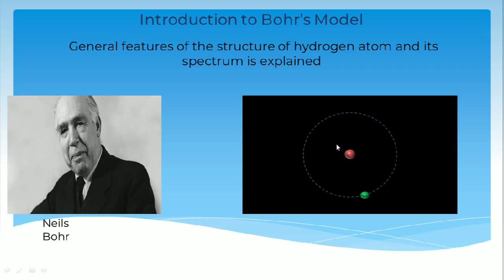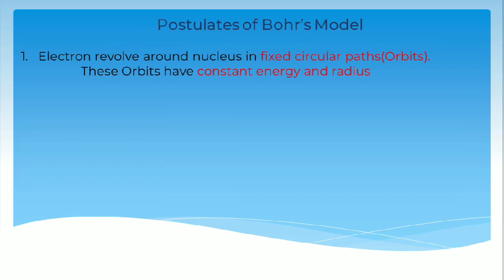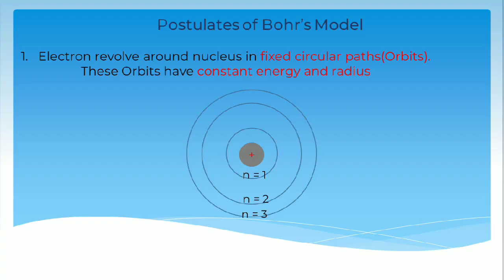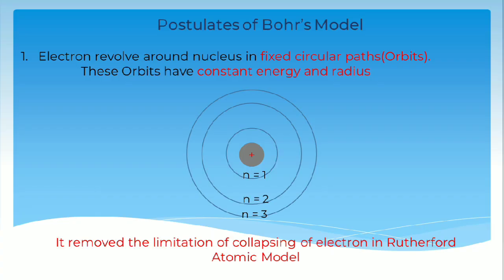Bohr's model successfully explained the structure of the hydrogen atom and also the hydrogen line spectrum, which is produced when electrons move from one energy level to another. In this chapter, we'll learn these postulates, energy levels, hydrogen spectra, and the limitations of this model. The first postulate is here.